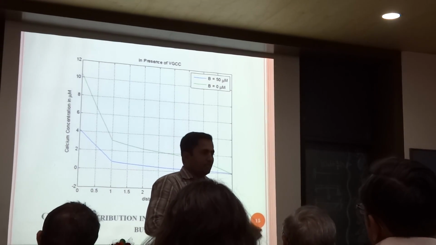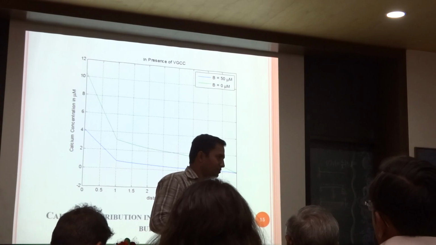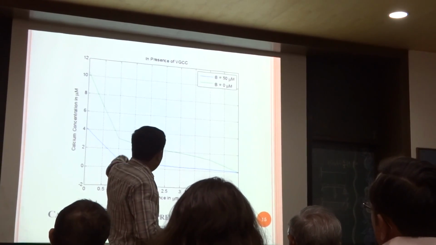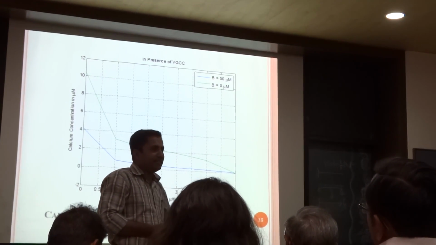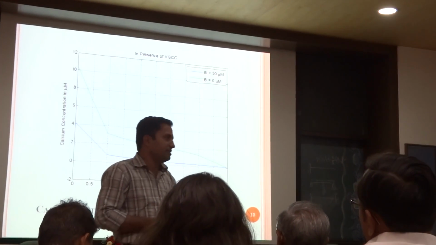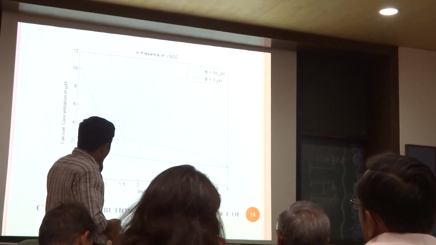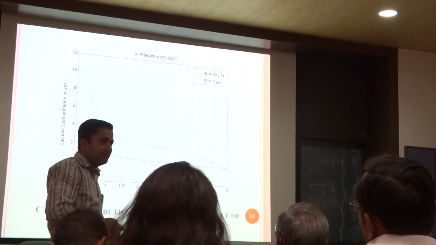In that condition, the impulse goes from one cell to another cell. In the absence of voltage-gated channels, it is quite low, up to 4 point something. In that case, the nerve impulse could not move from one cell to another cell. This is a significant effect of the voltage-gated calcium channels.